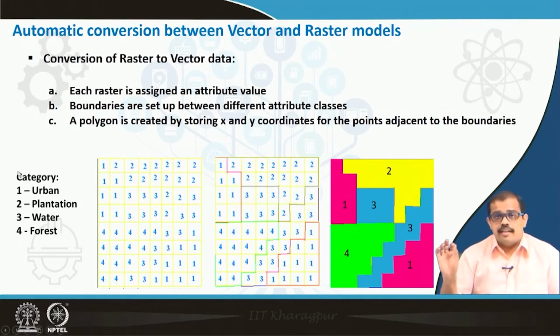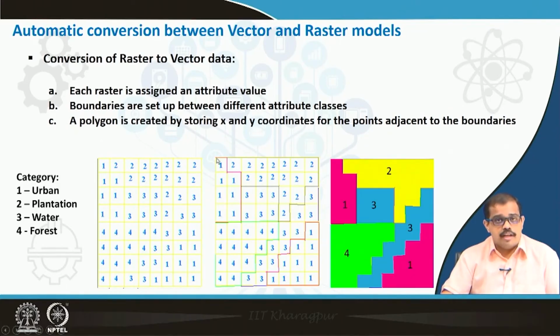Each raster cell is assigned an attribute value. I said attribute information is extremely important, and that attribute information can be urban, plantation, water and forest, as simple as that. Now, boundaries are set up between different attribute classes. If I consider 1, 2, 3, 4 as attribute classes, you draw boundaries something like this. There are a number of polylines: the first polyline from the starting node, second, third, fourth, fifth polyline, and the final polyline.